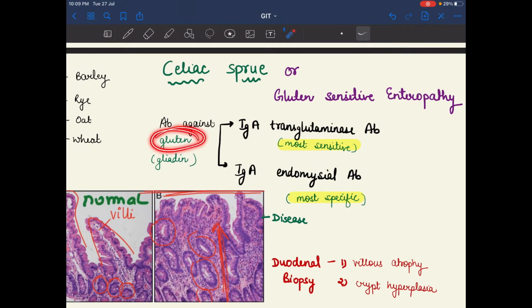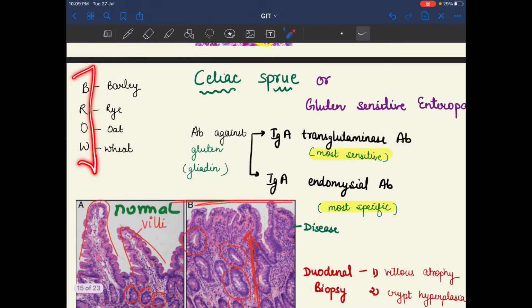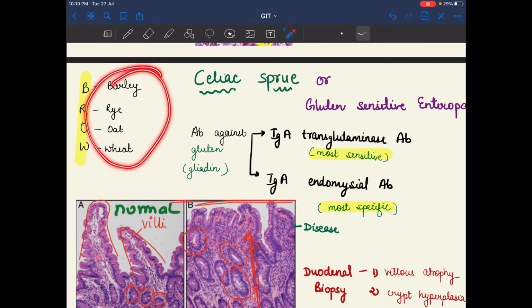And there are antibodies against gluten, meaning against gliadin, in which gluten is present. We can remember it by a trick: in BROW, gluten is present. So in celiac sprue we have antibodies against gluten, and the antibodies are IgA transglutaminase antibody and IgA endomysial antibody. Gluten containing food products are barley, rye, oat and wheat. BROW: barley, rye, oat and wheat. So against this gluten, antibodies are produced.